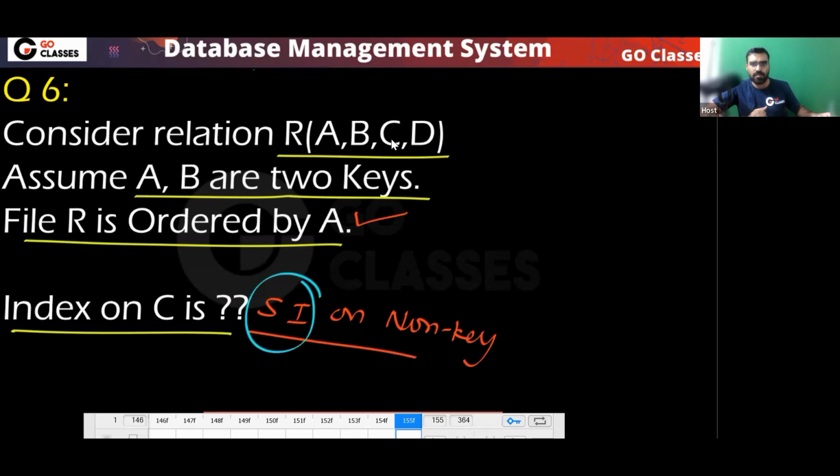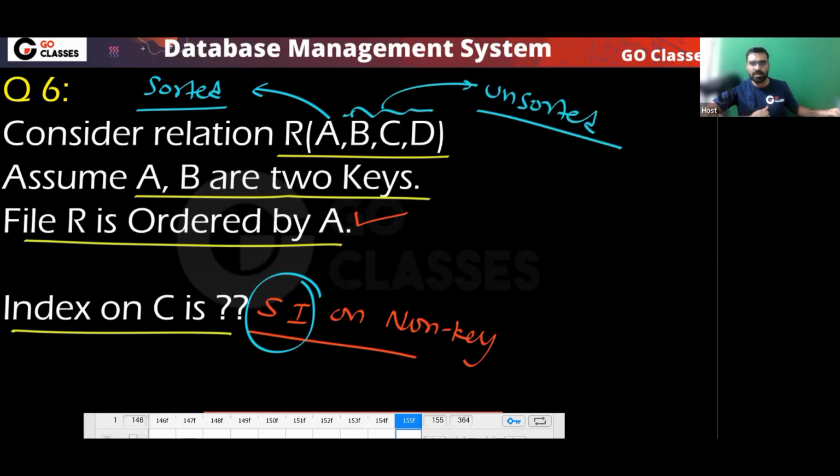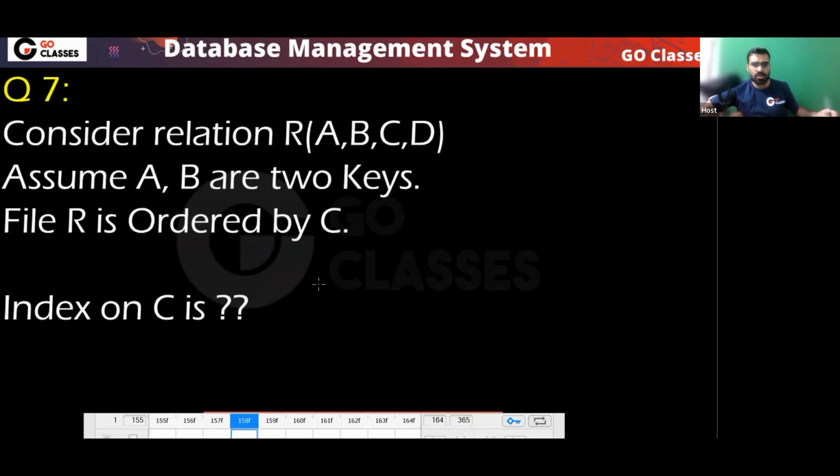That is the point. Because once you sort your file, okay, this is sorted in your file, so automatically these will become unsorted, right? Automatically these fields will become unsorted. So you can see that if you create index on C, that index will be called secondary index. Okay, this is your question number 6. Tell me the answer for this question.